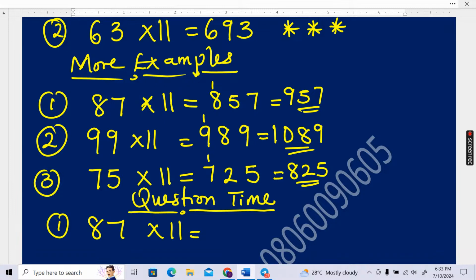Chidimma, okay, that was the answer to the first question. So we write down the first and the last digits. Then 8 plus 7 is 15. Write 5, carry 1 over, and that's equal to 957. So if you got the answer right, give yourself 4 stars.